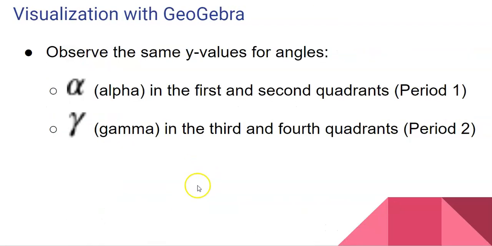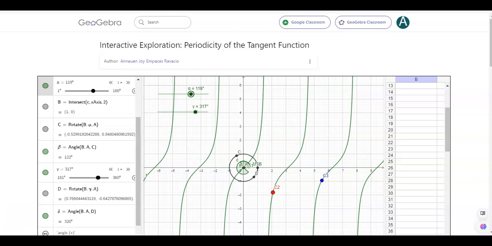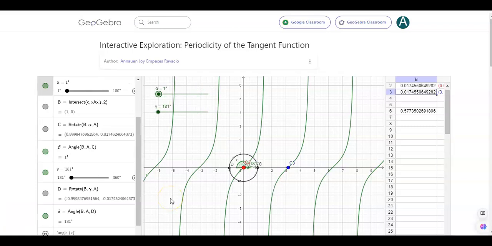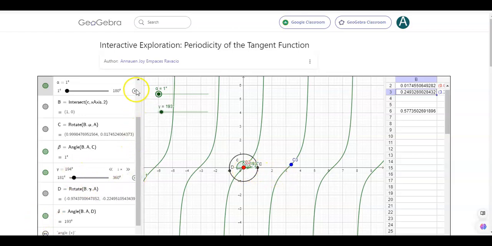So let's enjoy again the GeoGebra canvas from a while ago and observe the same set of y values for an angle in the first or second quadrant with the third and fourth quadrant, which is part of the second period. So please do observe the similarity of the y values of point C2 and point C3. Enjoy!